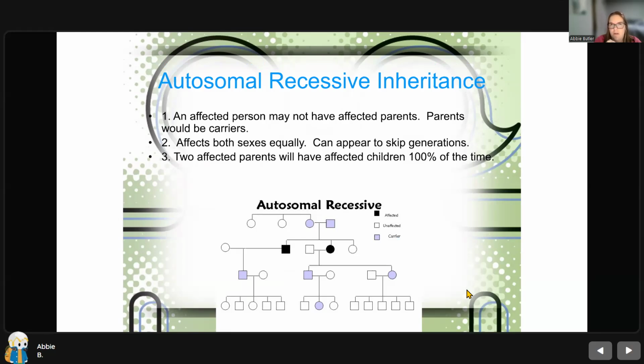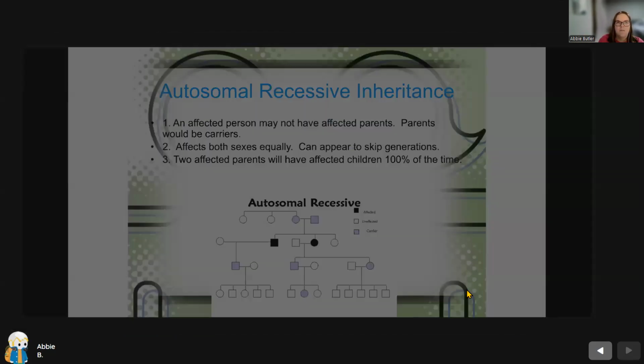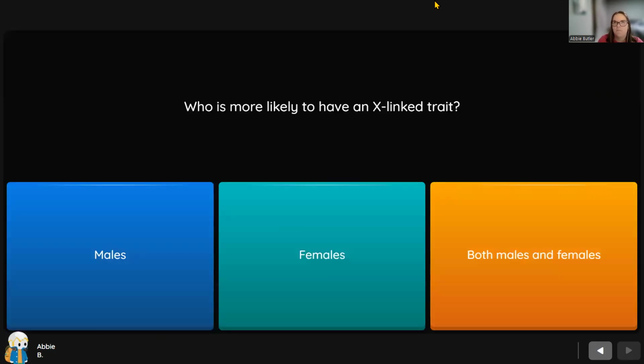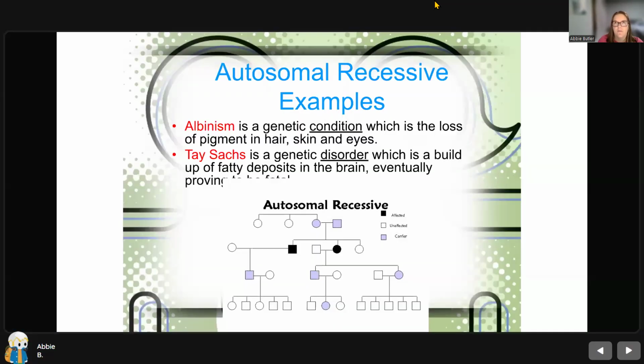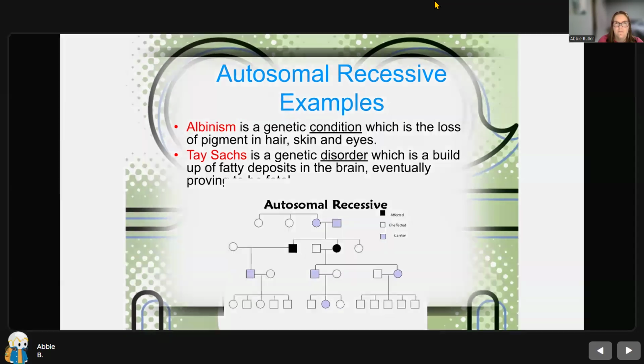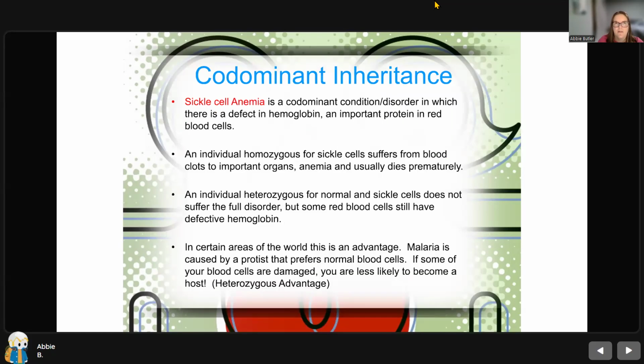It affects everyone equally, and it tends to skip generations. Two affected parents will have affected children 100% of the time. So if both parents are shaded in, all their children will also be shaded in. Here's an example of autosomal recessive. Here's a codominance impairments example.